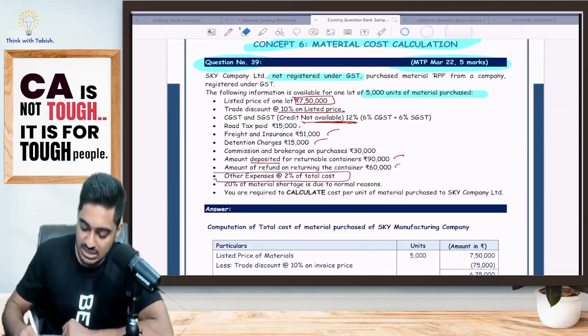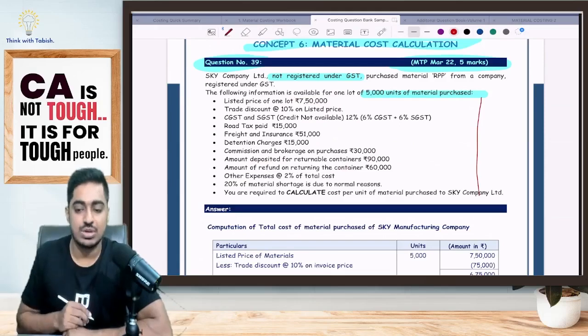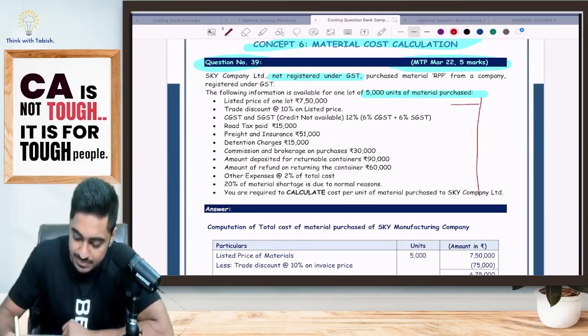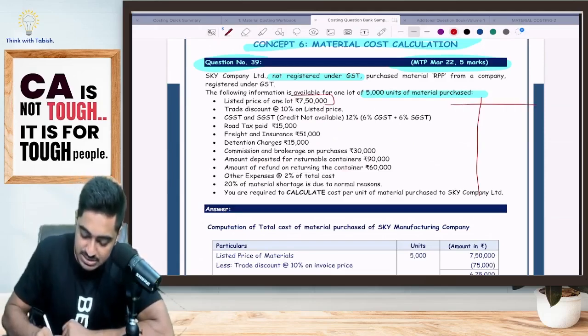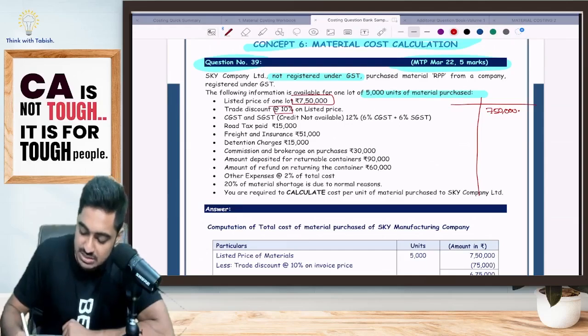What I will do is, I will try showing you the solution here itself. Pay attention, everyone. Here itself I will show you. You guys can see the presentation properly. Now, what is the listed price? 7,50,000 I paid, boss. Okay, perfect. He is giving me a 10% trade discount.